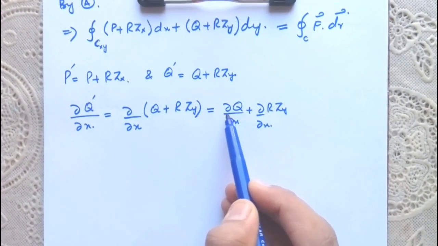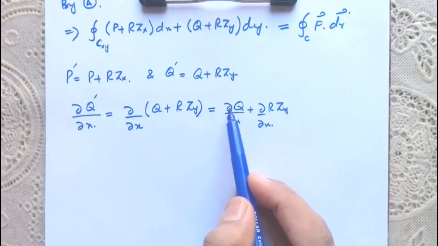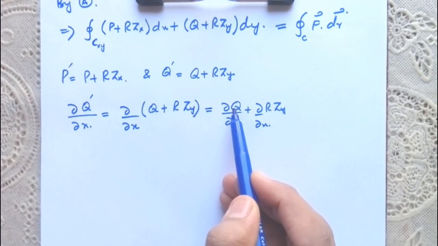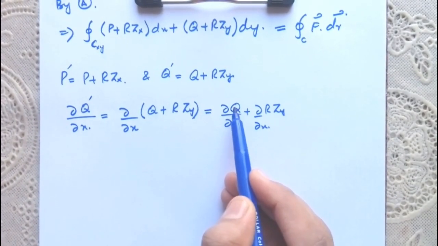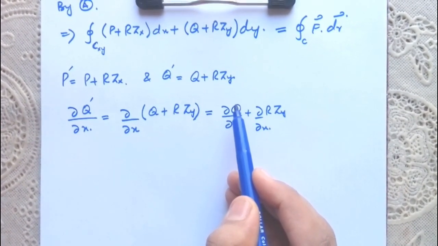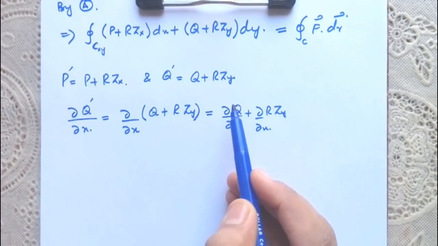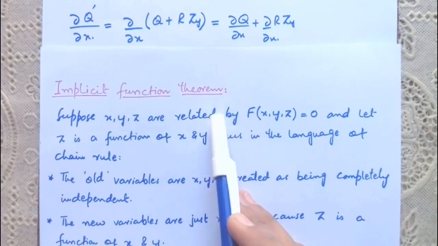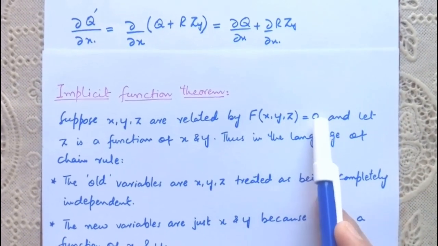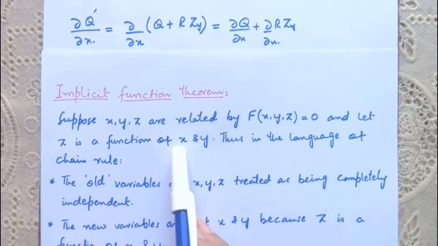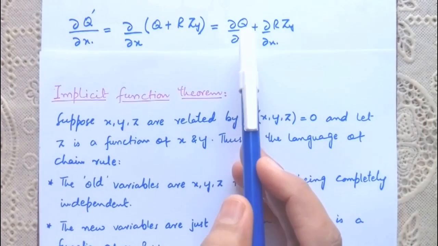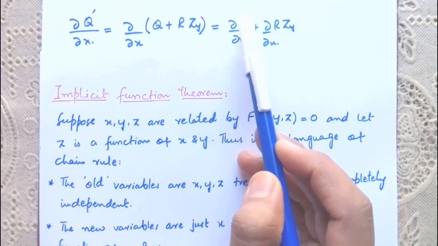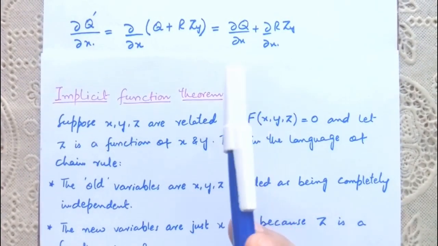Now there is a little complication here, because we have to differentiate q with respect to x, and q is a function of x, y and z, and z is also a function of x and y. So first let us see this in a general way. Implicit function theorem: suppose x, y and z are related by f of x, y and z equal to 0, and let z be a function of x and y. So here is the same situation, that q is a function of x, y and z, and z is also a function of x and y.